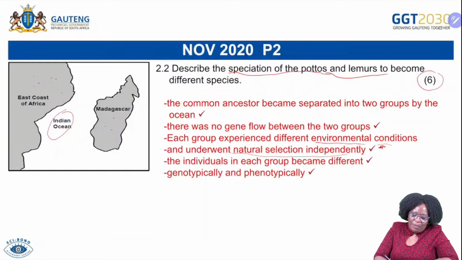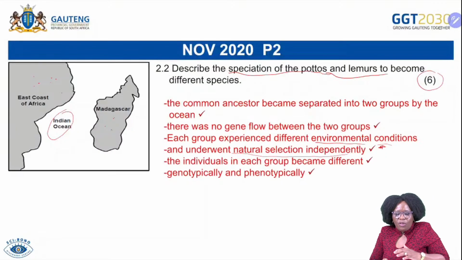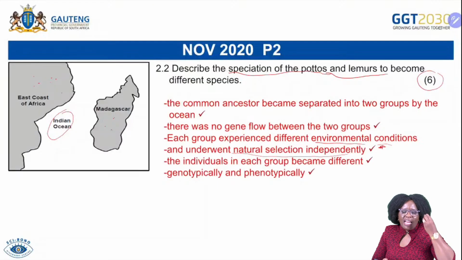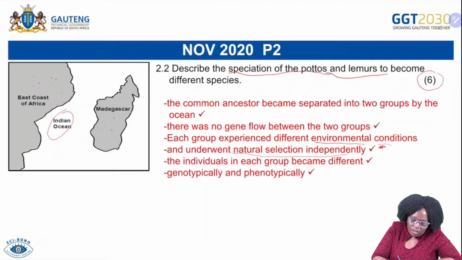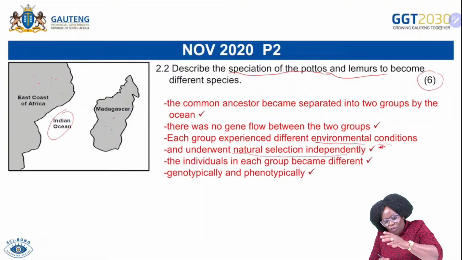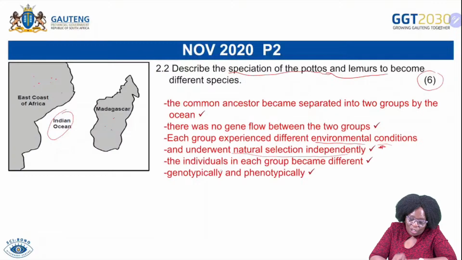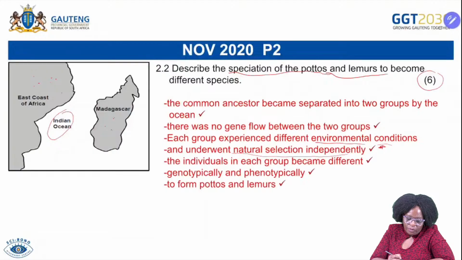Genotypically and phenotypically. Do not just write phenotypically only. So they changed completely with their genes and also how they looked from outside. Sometimes examiners will choose to give you a mark for genotypically and also phenotypically, but this one is choosing to give you 1 mark. So if you had something missing, then you are going to miss that mark. To form potos and lemurs.